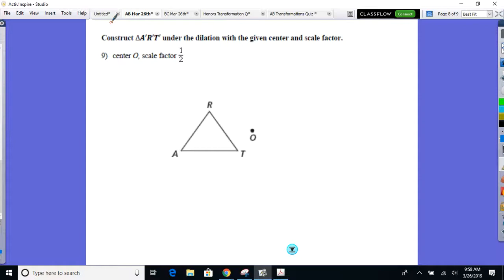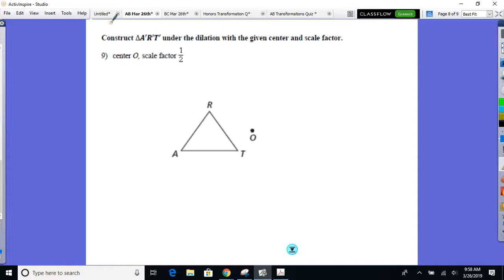We're going to dilate this around O with a scale factor of 1/2. Somebody tell me, from all our discussion today, what's going to happen to A, R, and T? Are they going to get further away or closer to O? Closer, closer by 1/2. So that distance is going to be cut in half, literally.